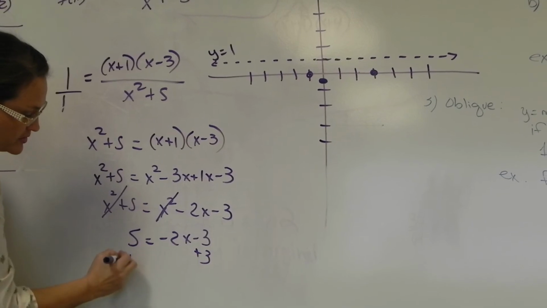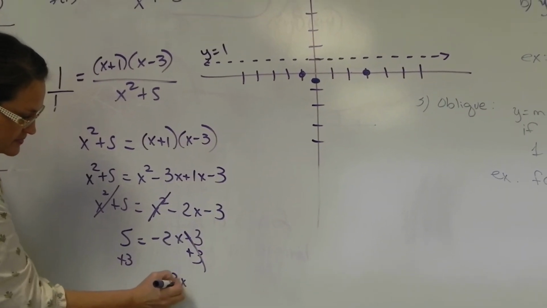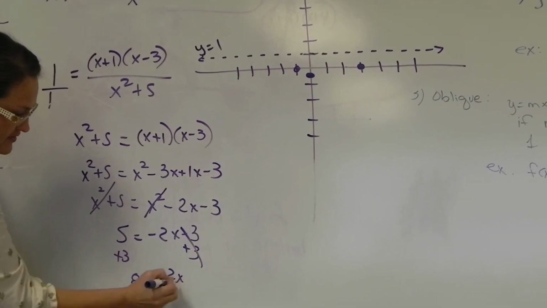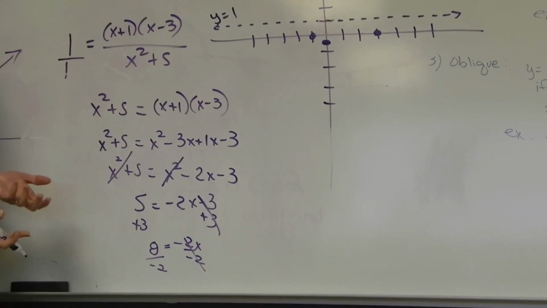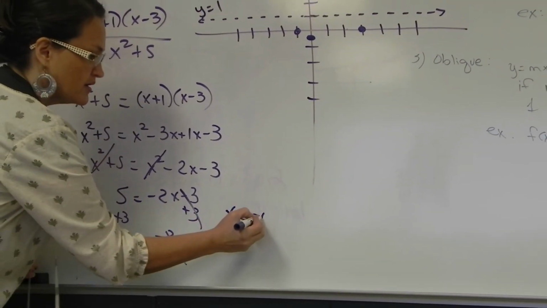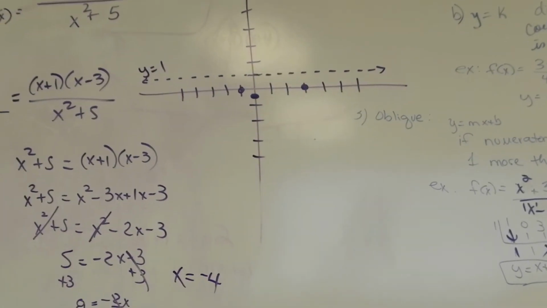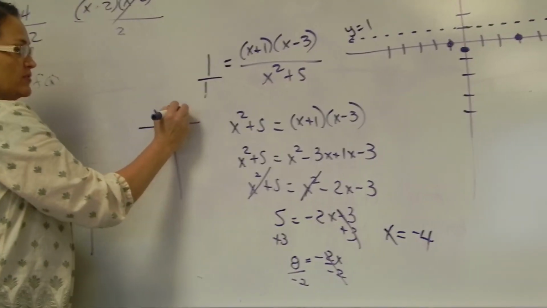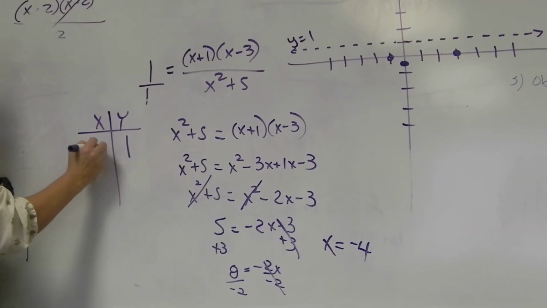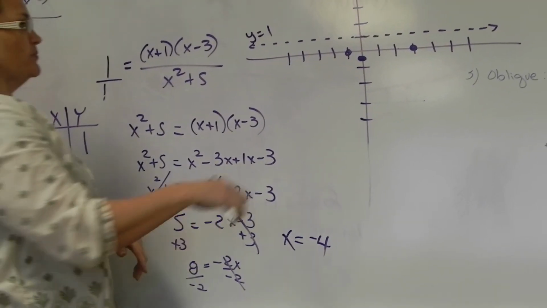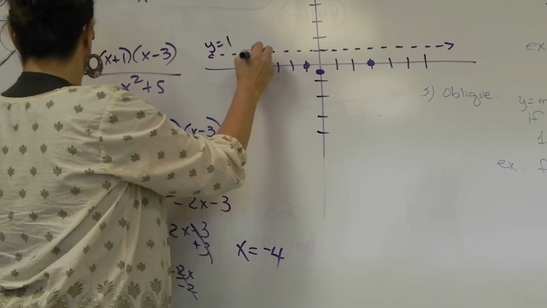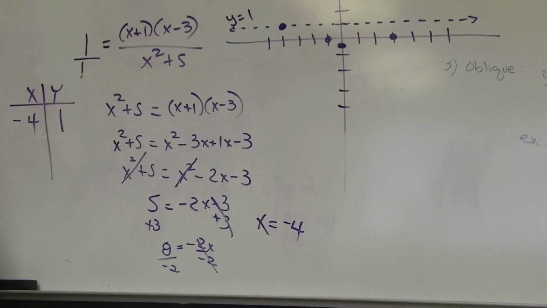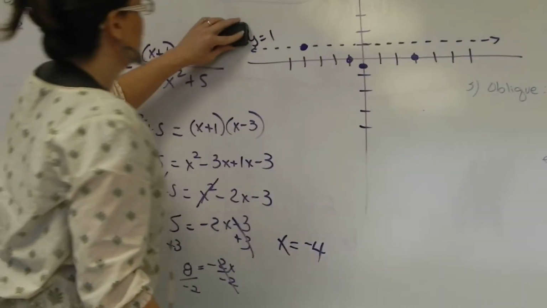So we add 3 to both sides. Divide by negative 2. Just do your algebra there. I get x is negative 4. So that means I have a real point at y equals 1, like if you were making a t-table, when y equals 1, x is negative 4. So 1, 2, 3, 4, up 1, it does cross that line at that point.